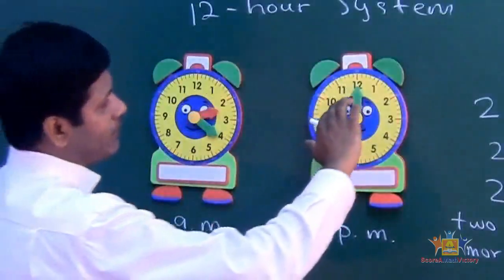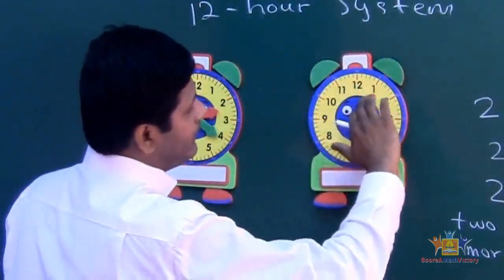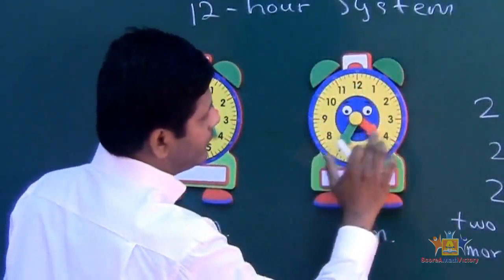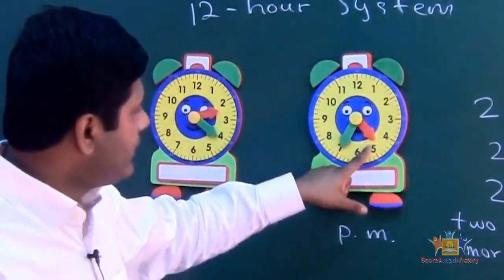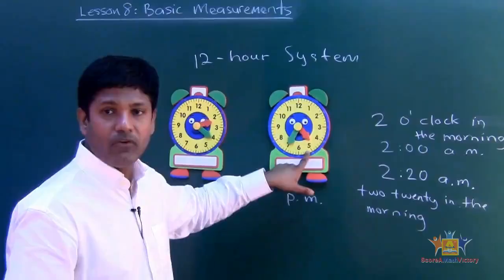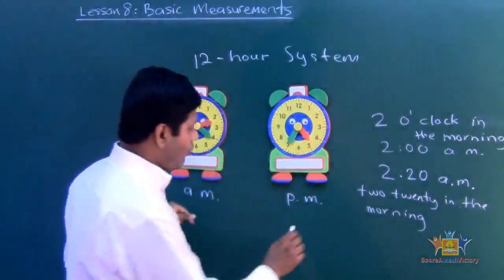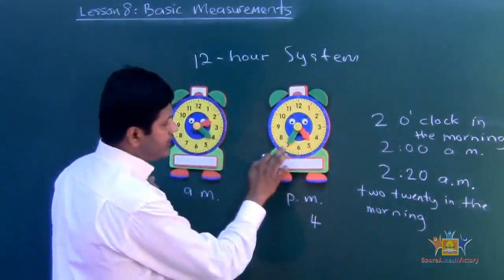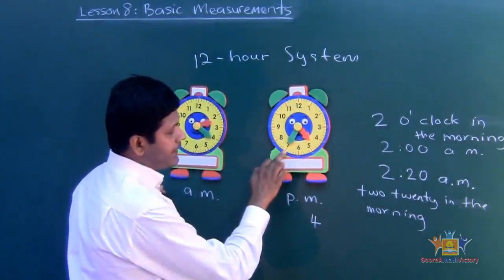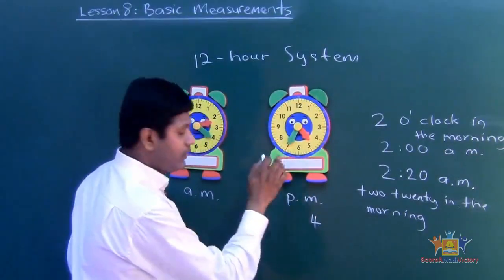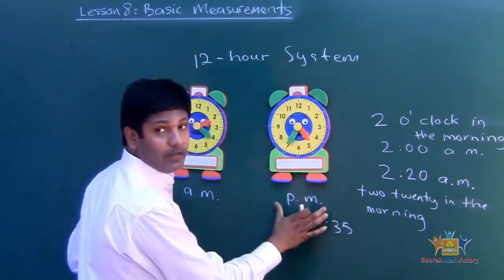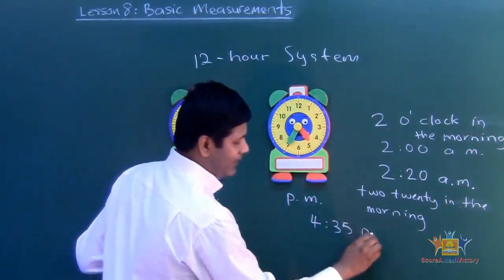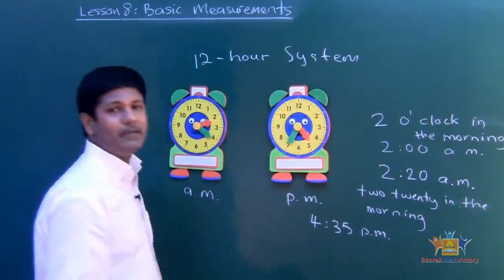So now let's say, for example, I go to the PM side and it's pointing like this. What's the time right now? See that the short needle is past the 4 but before 5. So it's 4, and the long needle is pointing at 7. 7 times 5 is 35. And which side of the day are we? In PM. Exactly. So 4:35 PM.